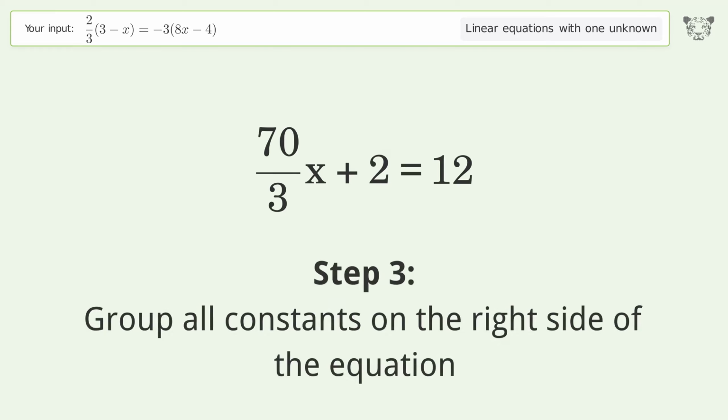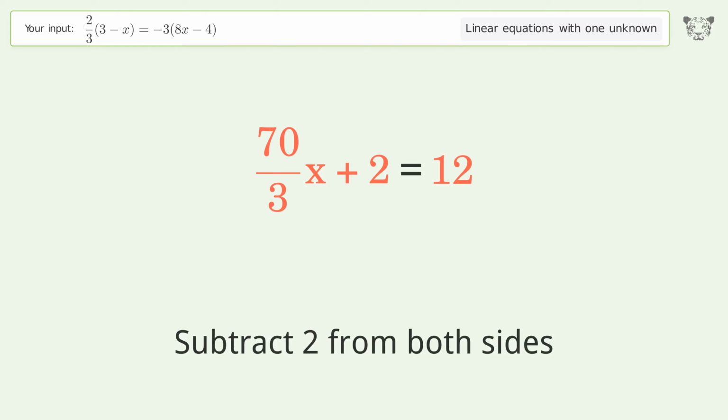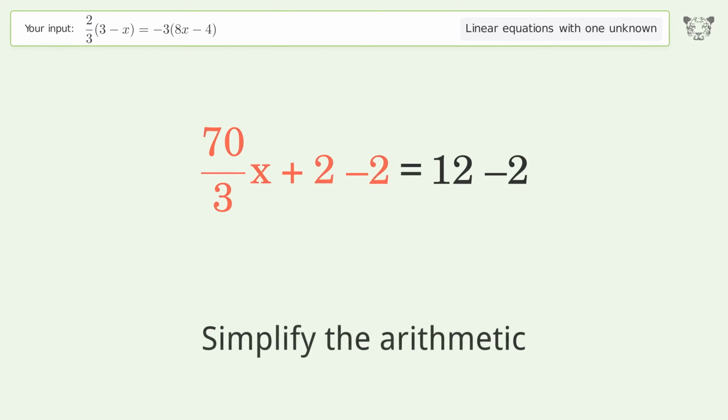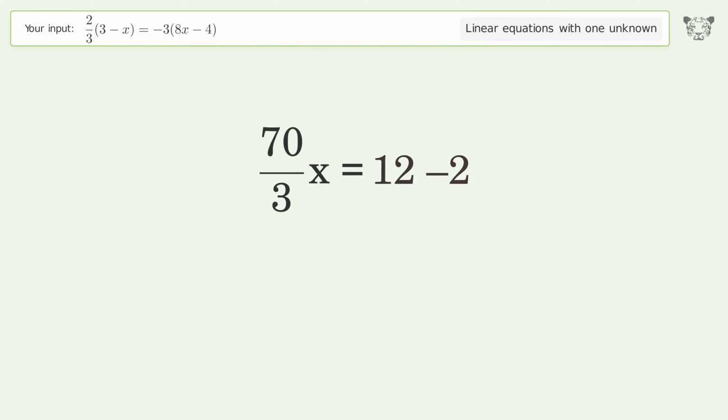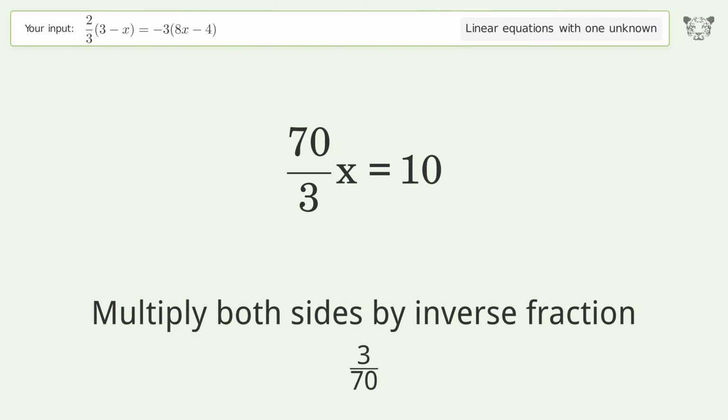Group all constants on the right side of the equation. Subtract 2 from both sides. Simplify the arithmetic. Isolate the m. Multiply both sides by inverse fraction 3/70.